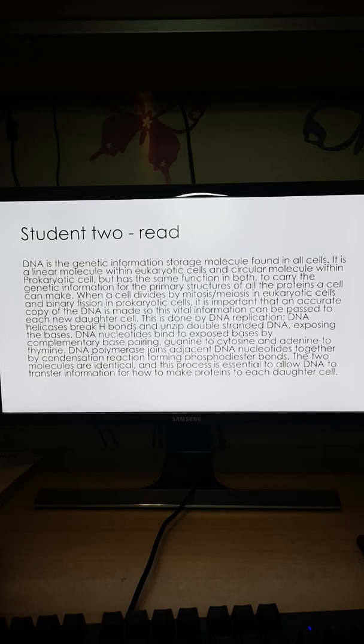Okay, so feedback, what do you think? Can you see keywords and detail you have learnt in the A-level course? Yes. But when you get to the importance here, the two molecules are identical and this process is essential to allow DNA to transfer information for how to make proteins to each daughter cell, they just missed the boat here. All they needed to do is to say, and without it, for example, name a protein and say why a cell wouldn't be able to function without it.